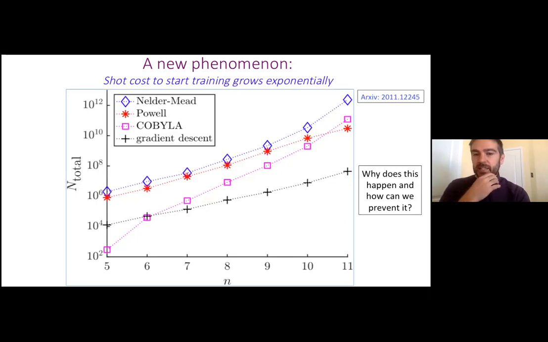And what we find is that regardless of whether we have a gradient-free optimizer like Nelder-Mead, Powell, or COBYLA, or a gradient-based optimizer like gradient descent, we see that the number of shots in certain cases grows exponentially with the number of qubits. The number of shots that you need to start training grows exponentially with the number of qubits. So notice that the y-axis here is on a log scale. So we're seeing in many cases exponential growth in the number of shots needed to start the training process. That's obviously bad because the whole goal of quantum algorithms is to avoid exponential scaling, right? We want polynomial scaling to try to get that exponential speedup over classical algorithms. And so we saw this phenomenon, and other groups have seen it as well. And we were wondering, why does this happen and how do we prevent it?